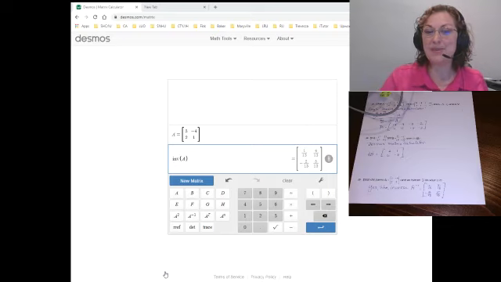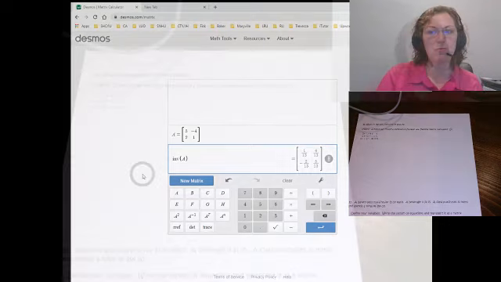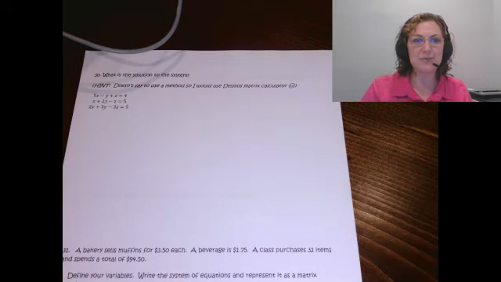Pretty simple with that Desmos matrix calculator, right? Okay, we're going to stay put here. I'm going to switch and then we'll switch right back because we are going to use the Desmos calculator for this problem as well. But let's set it up on our paper here.